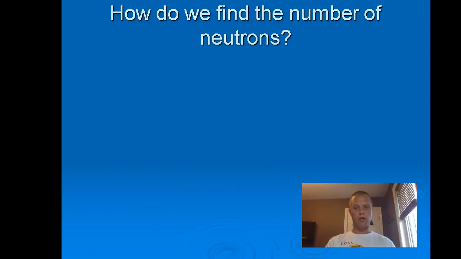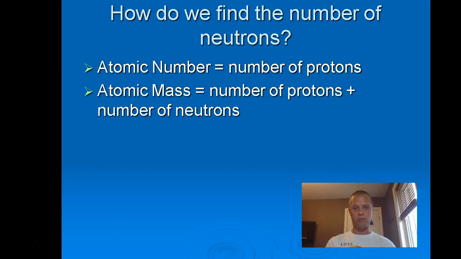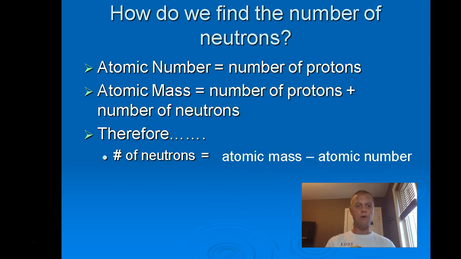So we know that protons is equal to the atomic number, and we know the electrons are equal to that when it's neutral. How do we find the number of neutrons again? Well, you take the atomic number, which is equal to the number of protons, and you know the atomic mass is equal to the number of protons plus the number of neutrons. Therefore, all you have to do is just subtract them. So the number of neutrons is equal to the atomic mass minus the atomic number. And that will give us the answer. So let's try a few.